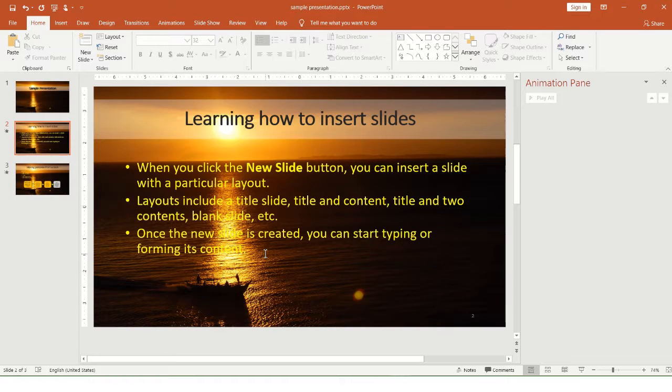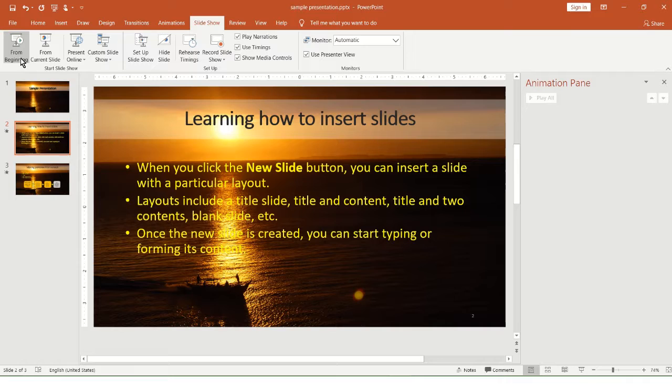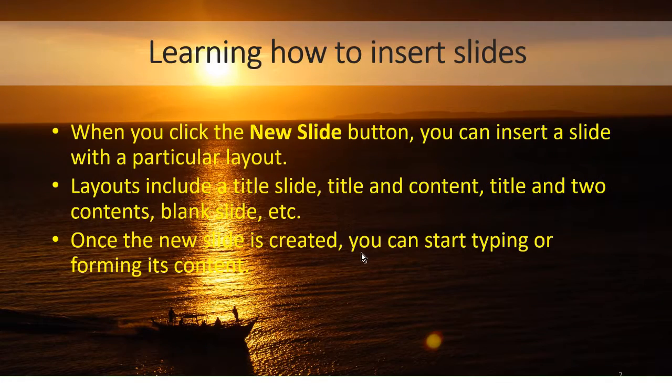Now before we learn how to apply animation, let's learn how to run the slideshow. You can run the slideshow from the Slide Show tab. You can click the From Beginning button or From Current Slide. I'd like to use the current slide because I want to see how this appears when I run the slideshow. I'll click From Current Slide, or you can actually just press Shift F5. Let me just try this. There we go. See? There's no animation. It's just showing the slide, right?